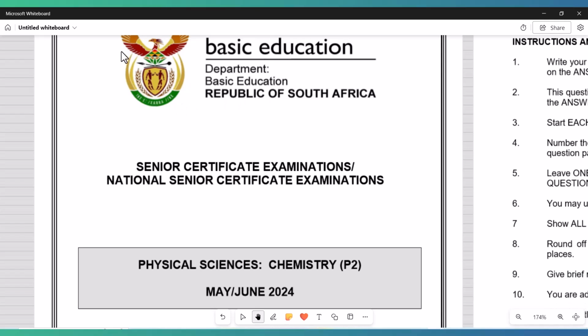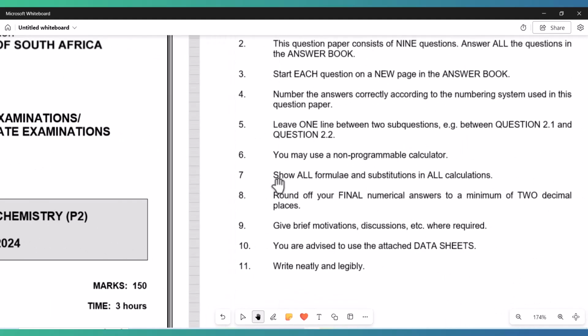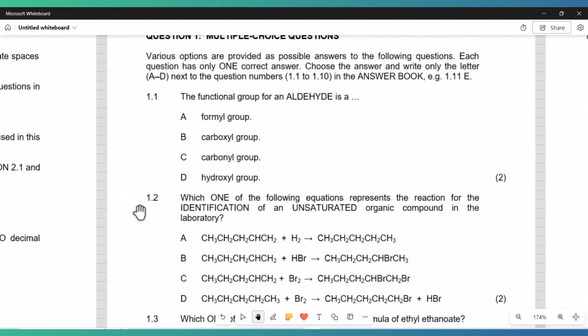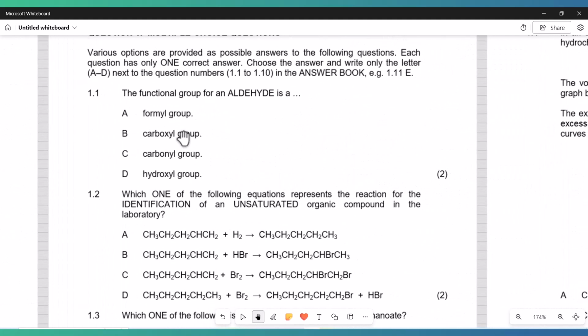This is May, June 2024, and we are starting right away with question 1.1. The question says the functional group for an aldehyde is, okay, so aldehydes, it's called a formyl group. Then the carboxyl is for carboxylic acids, carbonyl is for ketones, hydroxyl for alcohols.